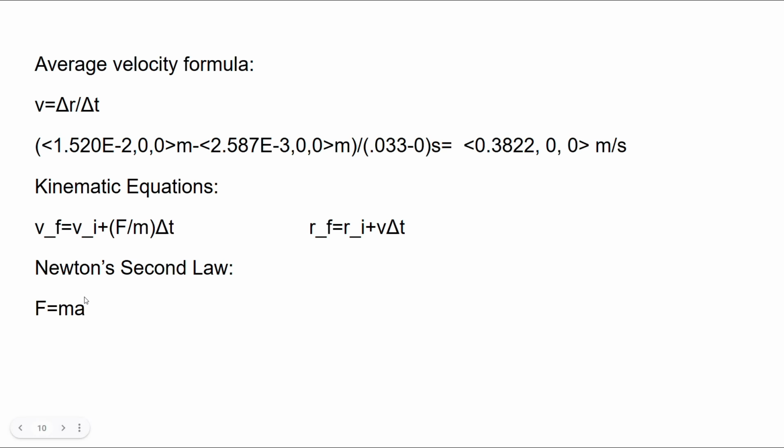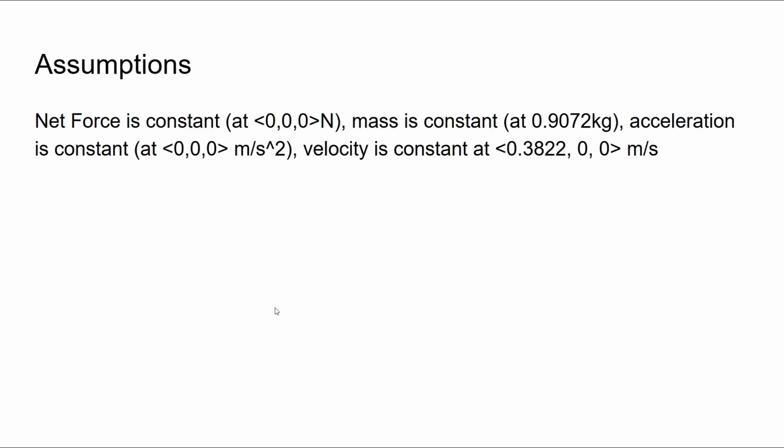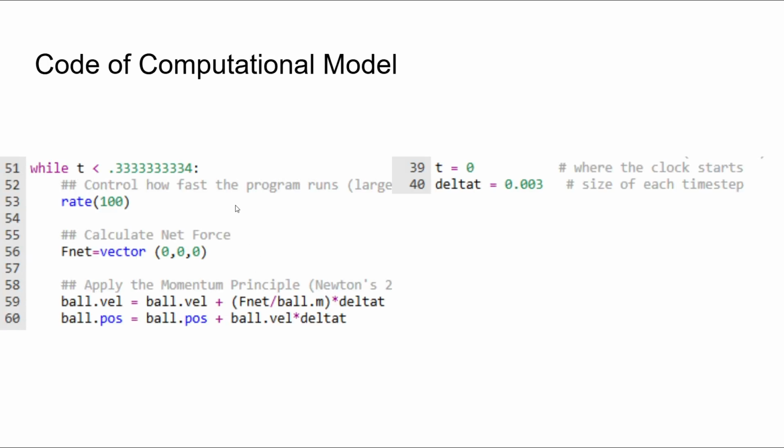Newton's second law can be used because mass is constant, and it was used to prove that force divided by mass equals acceleration because this kinematic equation calls for acceleration right here. And then instead of that, we just plugged in force divided by mass. In this, we assume that the net force is constant, mass is constant, the acceleration is constant, and the velocity is constant.